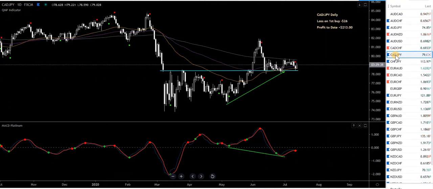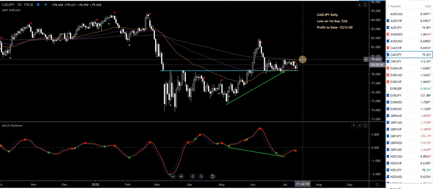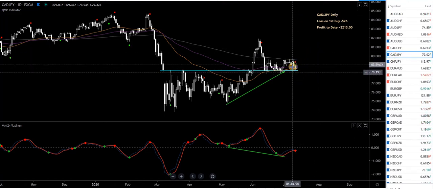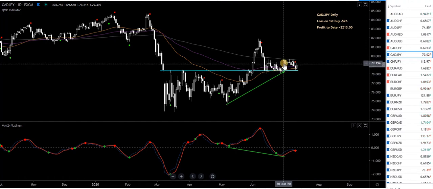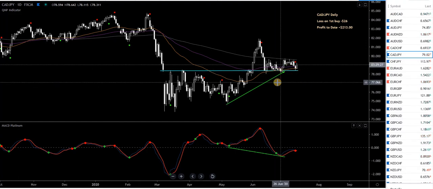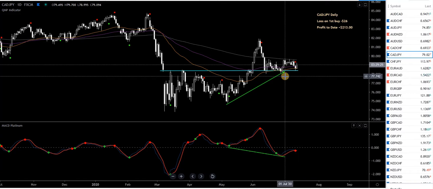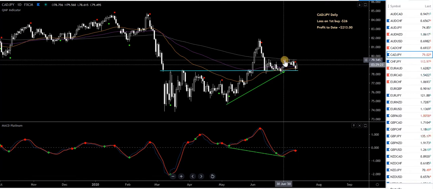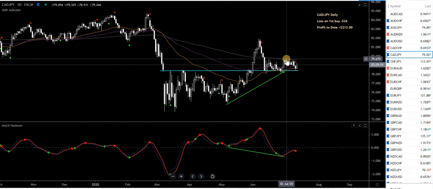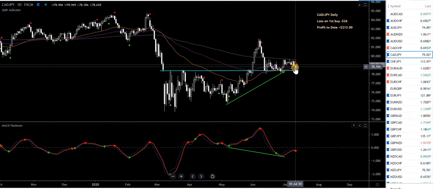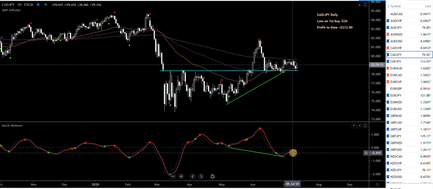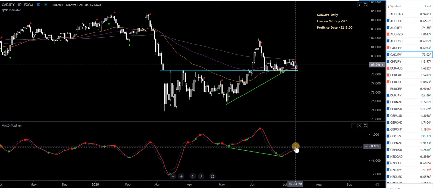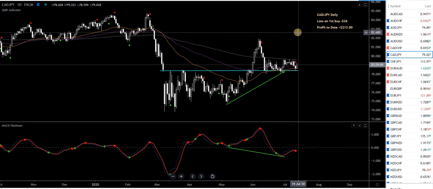CAD Japanese yen, I closed, took a loss. Took a buy in here a few days ago, had a stop in place down here. It didn't go anywhere, it just sort of hit the 240 LMA and didn't go anywhere. And then we get this sell signal, which is not a valid sell signal because the MACD platinum's below the 0 level, but it was enough for me to close the trade.